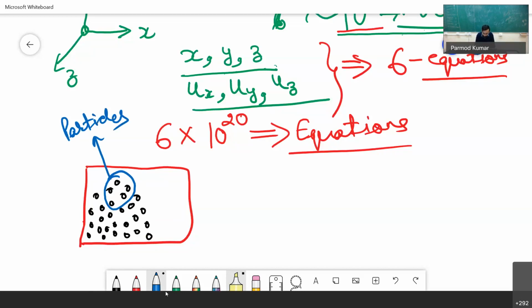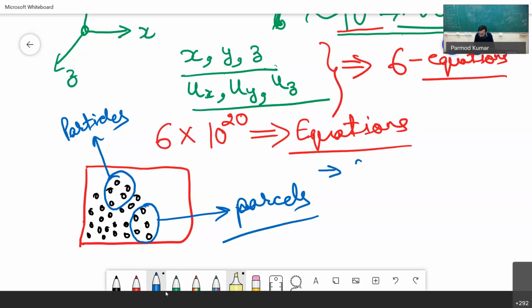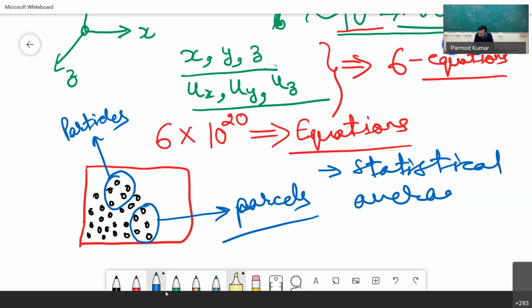So what we will be doing at each and every location, we will be considering a group of molecules, and these groups of molecules will be considered as parcels or particles. Now we can analyze the motion of these individual particles, and with the help of statistical averaging, we can determine the averaged properties or bulk properties of the system.